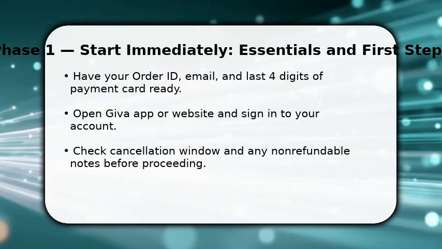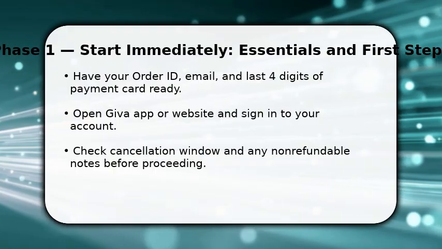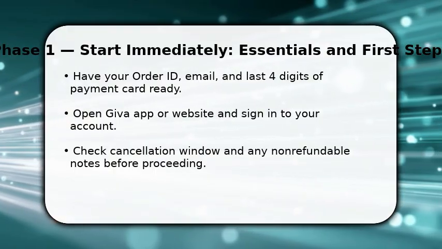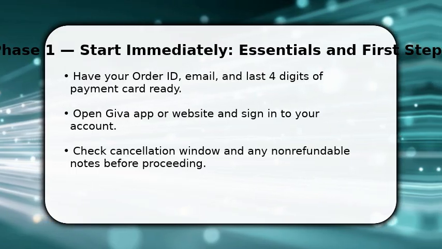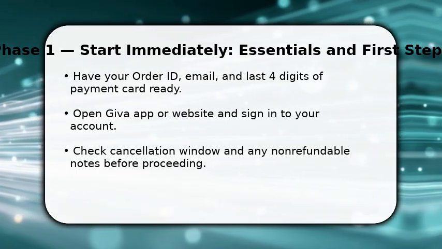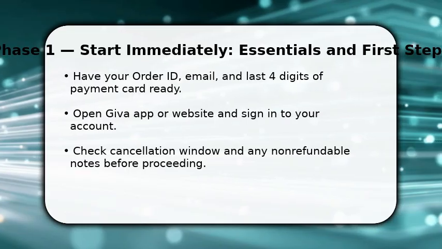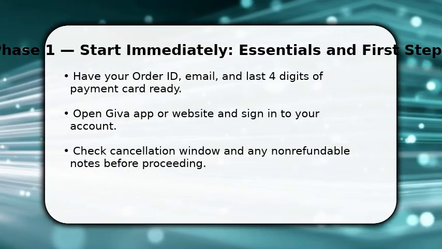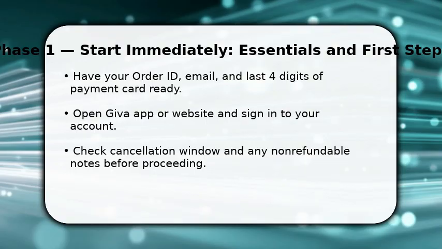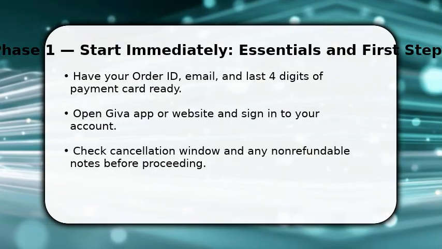You begin by gathering essentials. You need the order ID and the card's last 4 digits so verification is fast. Once signed in, navigate to your orders and locate the specific purchase. Do it now. Make sure to check the cancellation window and any non-refundable tags because that determines refund eligibility.